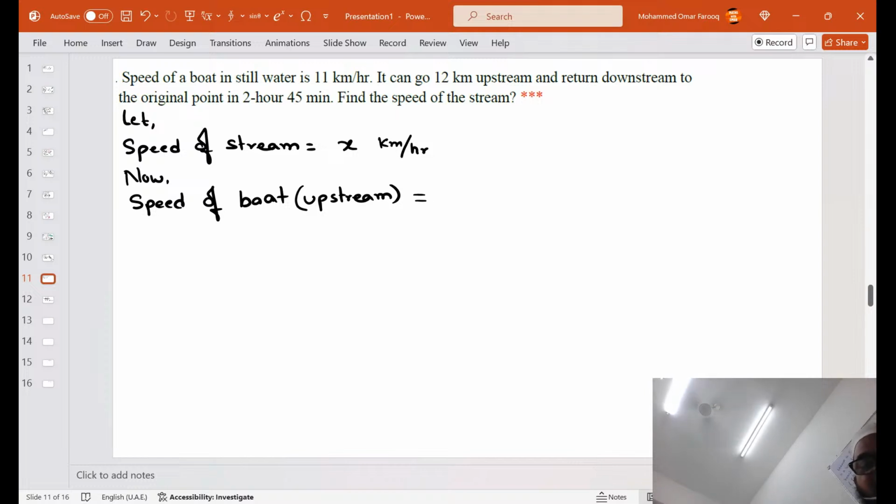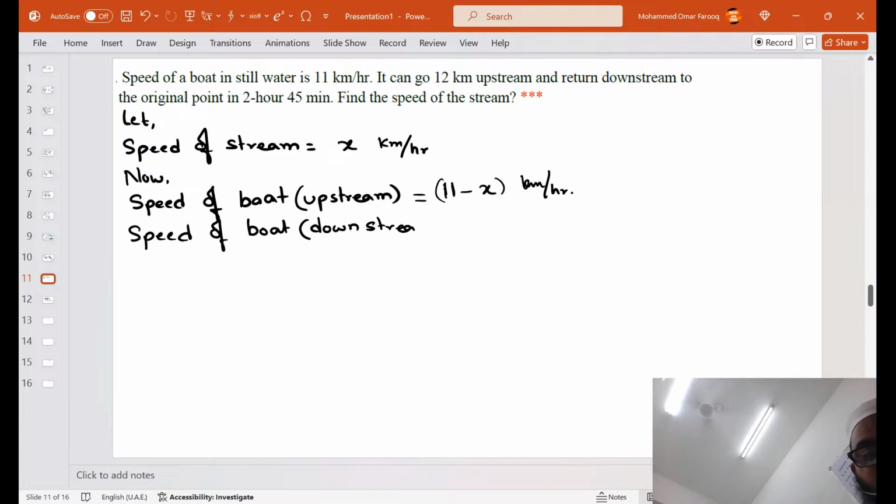So can anybody tell me speed of boat upstream? Is it x minus 11 or 11 minus x? Yes, very good. It is 11 minus x because speed of the boat is greater than speed of the stream. Okay. So 11 minus x, that's good. Now, speed of boat downstream. What will be speed of the boat downstream?